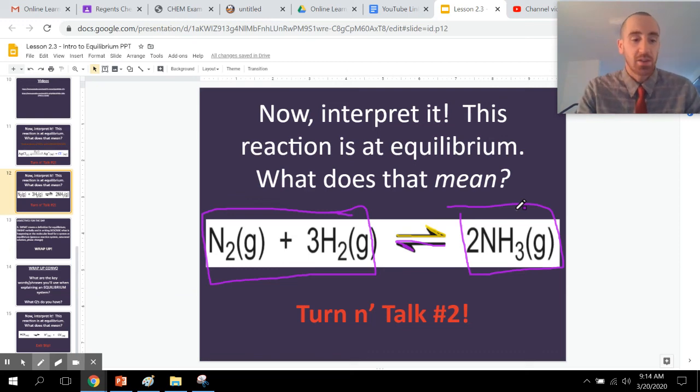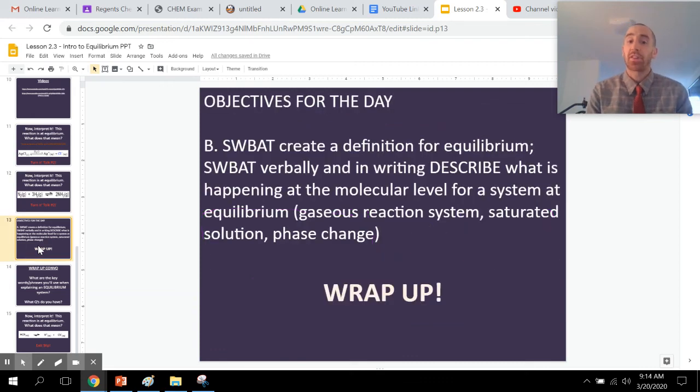I hope so. So let's see. I'm going to ask you guys in an exit slip in a minute to do that. Our objectives for the day were to have a definition of equilibrium and to interpret it when you're looking at a chemical equation. So let's see if you guys can do that.